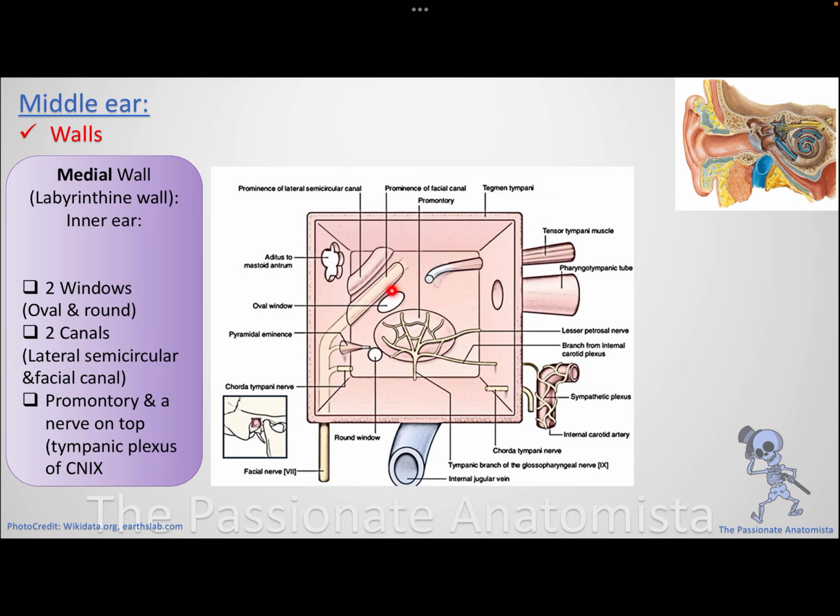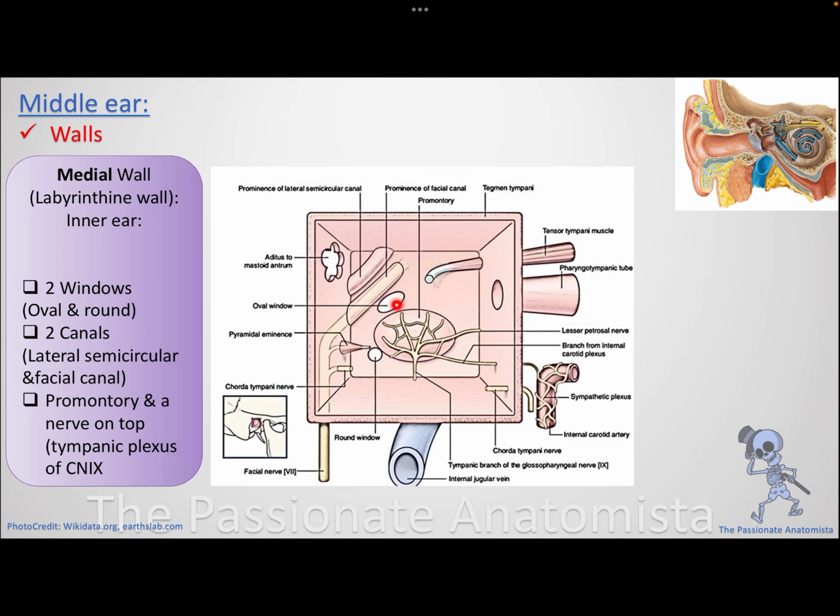The facial nerve, in order for it to exit from the cranial cavity, to get outside of it, needs to run through a bony canal. That canal has two parts, one part related to the medial wall and another vertical part related to the posterior wall. So the two canal impressions on the medial wall are for the lateral semicircular canal and for the facial canal. All right, and the promontory is for the cochlea.